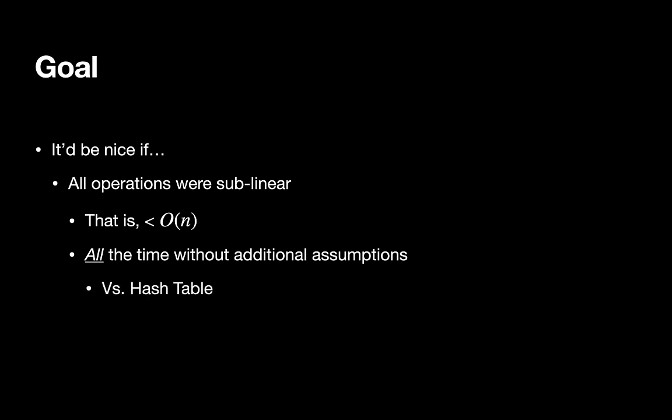So the hash table had these additional assumptions, like that the hash function was good, that it kind of fairly distributes the data. And it also had this assumption that we were doing rehashing. And remember, rehashing, every once in a while, we'll do some operation that forces us to go through the rehashing process that is order n. Okay, so our goal is to have something that has a little bit stricter guarantees than what we were able to achieve with the hash table.